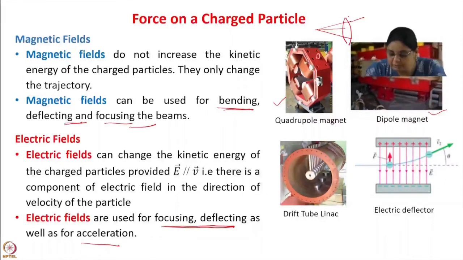So here is a picture of a drift tube linac. This is used for acceleration. We will see more about it in the course. Then if you apply an electric field perpendicular to the direction of motion of the charged particle, you see that it will deflect the beam like this. So they can be used for deflecting, focusing, as well as acceleration.